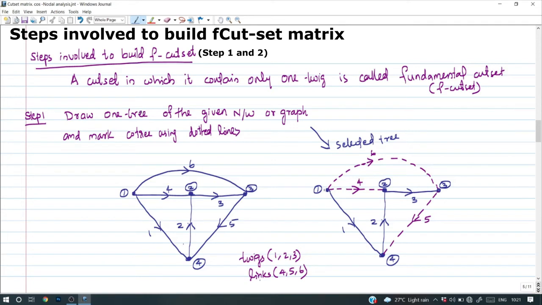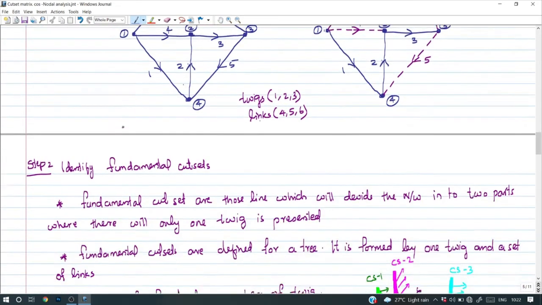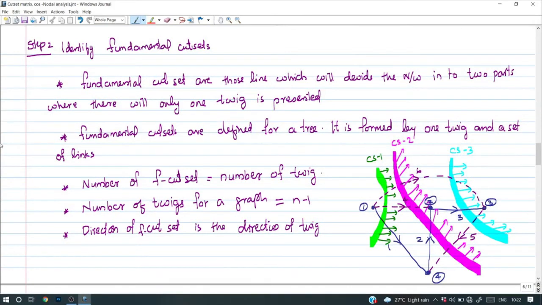So in order to build the F cut set, first of all we need to draw the tree of the graph. We took this tree and we draw the co-tree by means of dotted lines like this. So step number 1 is to draw one tree of the given network or graph and mark the co-tree using dotted lines. So we selected this tree and the co-tree is marked by means of dotted lines.